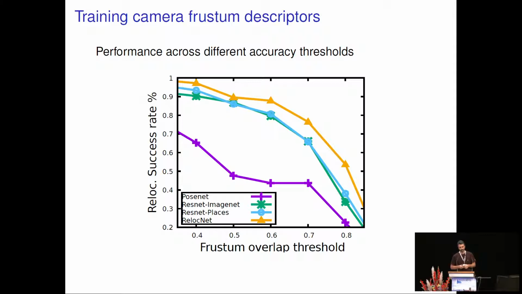Also, we can see that if we plot the success rate in terms of the overlap threshold, so that means that the more right we go in the x-axis, the more strict we are about what we consider successful relocalization, we see that our method is able to deal with it across all possible overlaps, so for high accuracy and for low accuracy cases.